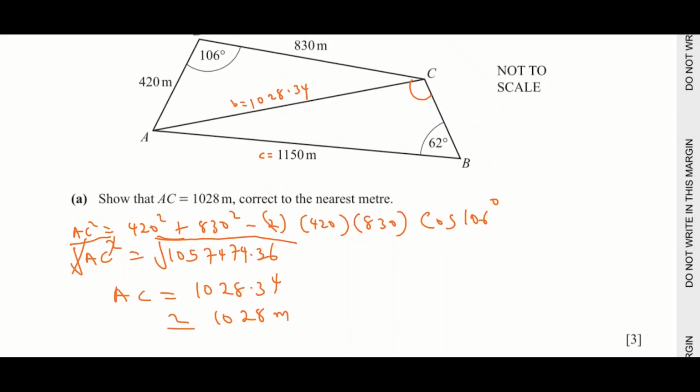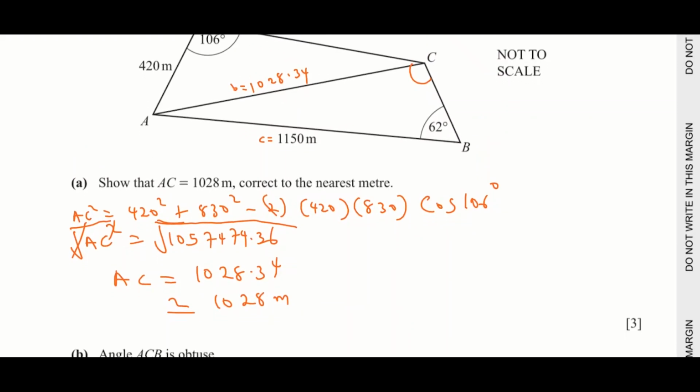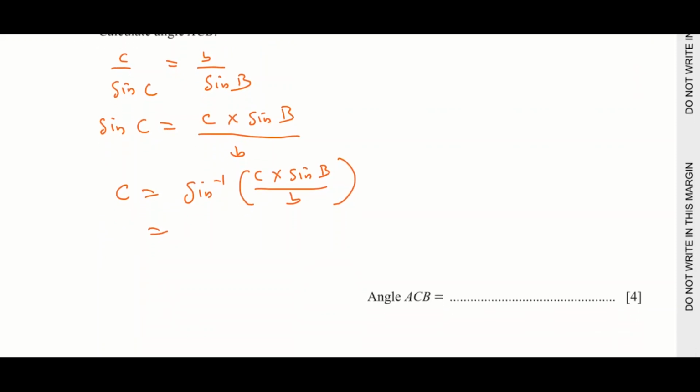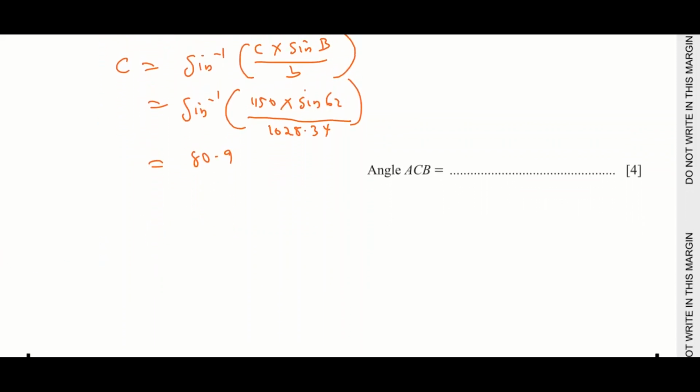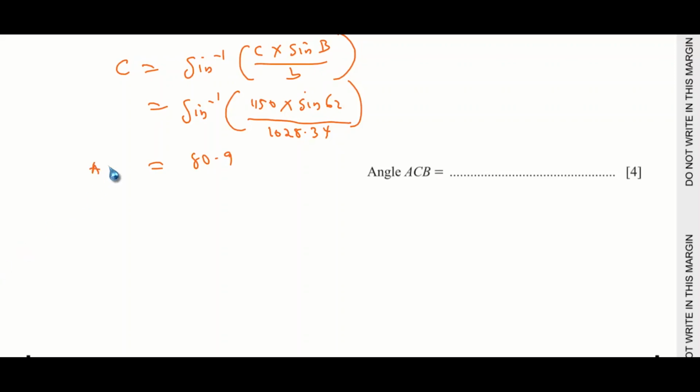So c is 1150, angle b is 62, and b is 1028.34. So this equals sine inverse of 1150 times sine 62 over 1028.34. If you input this into your calculator, you should get 80.9. But we are told that angle ACB is obtuse, so it cannot be 80.9.